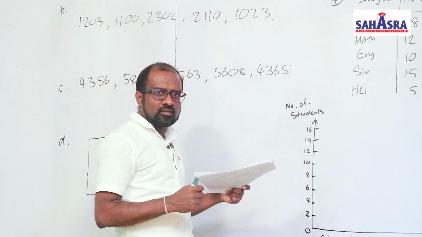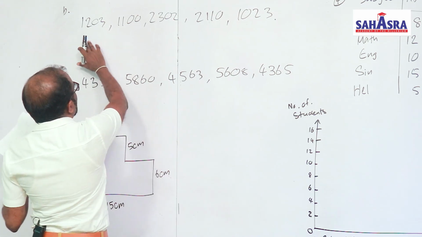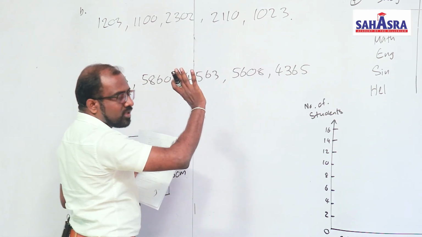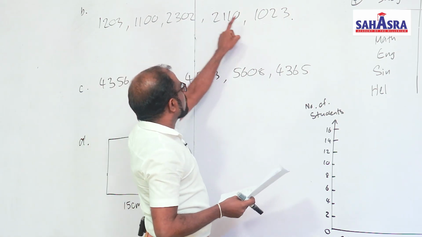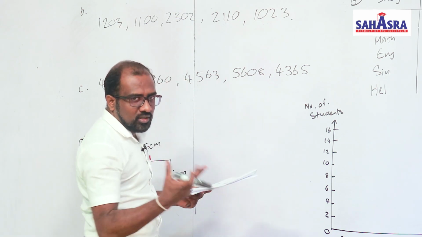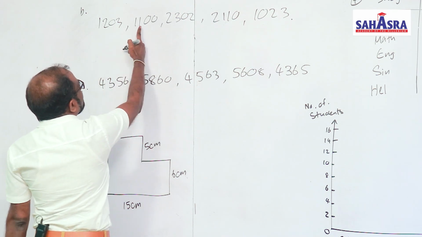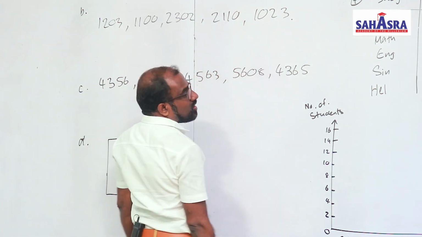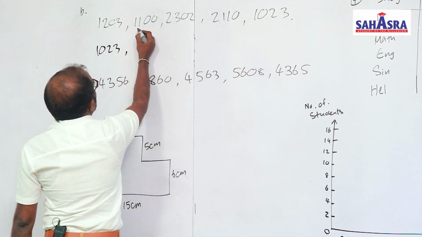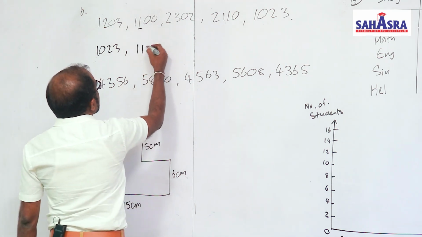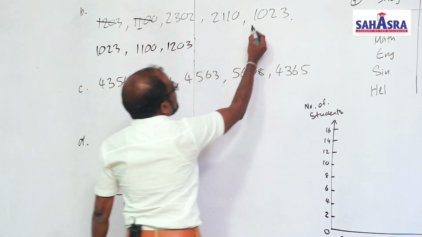Think of the place values, right? So first of all, all are 4-digit numbers. And I check the 1000 place value. 1000, 1000, 2000, 2000, 1000. So definitely the smallest number should be 1000, right? Then check the hundreds. 1200, 1100. Here you have 0 in the 100 place value. And the smallest number is this one, 1023. Then here you have 1 in the 100 place. 1100, 1203. So these three numbers are written.